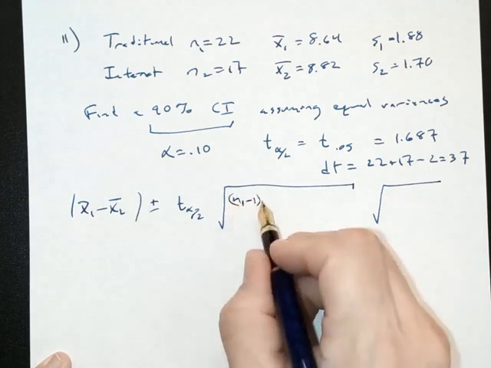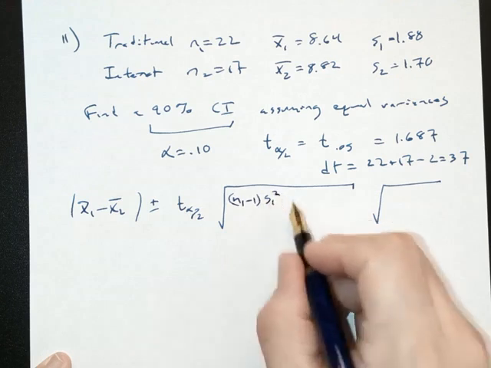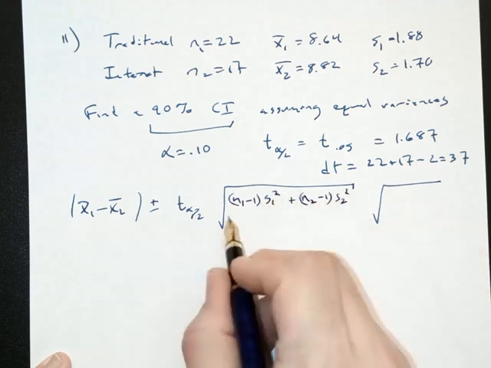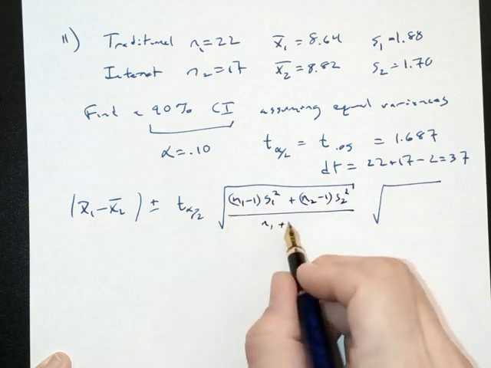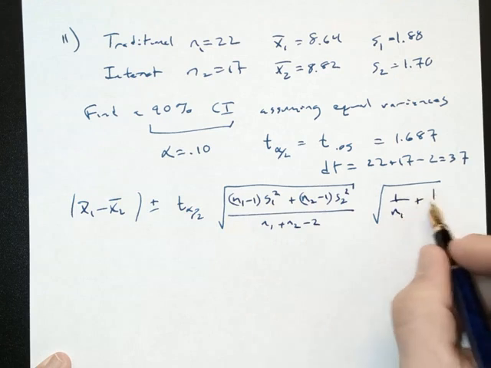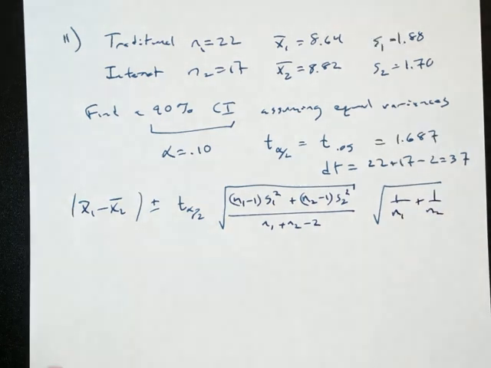The first root is (N1 minus 1) times S1 squared plus (N2 minus 1) times S2 squared, over N1 plus N2 minus 2, and the second is 1 over N1 plus 1 over N2. I have the formula written down from just a moment ago. I don't have to have this recited in my memory, but now I can put all the numbers in all the right places.